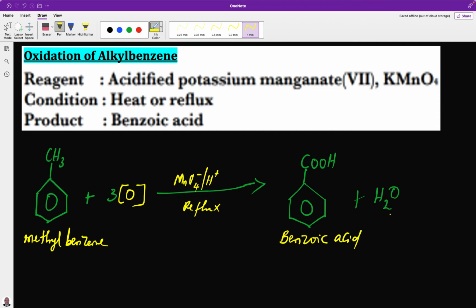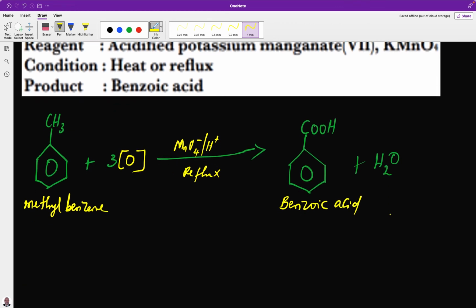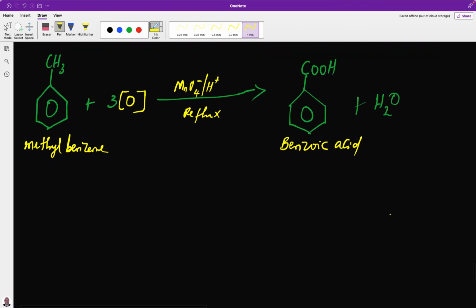So it should be noted that in any other reaction given that has to do with acidified potassium manganate, all carbon side chain groups, all alkyl groups, or any carbon side chain group is always oxidized to the carboxylic acid group under this condition. For instance, another example of this is 1,4-dimethylbenzene. You see that the side chains are oxidized to the corresponding acid groups.